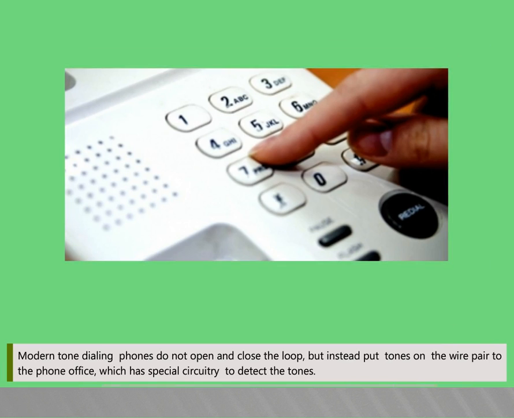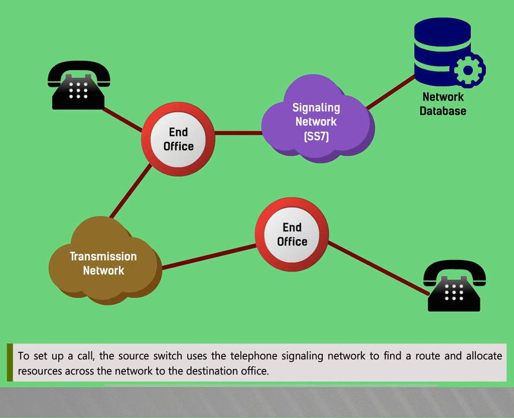Modern tone dialing phones do not open and close the loop, but instead put tones on the wire pair to the phone office, which has special circuitry to detect the tones. To set up a call, the source switch uses the telephone signaling network to find a route and allocate resources across the network to the destination office.